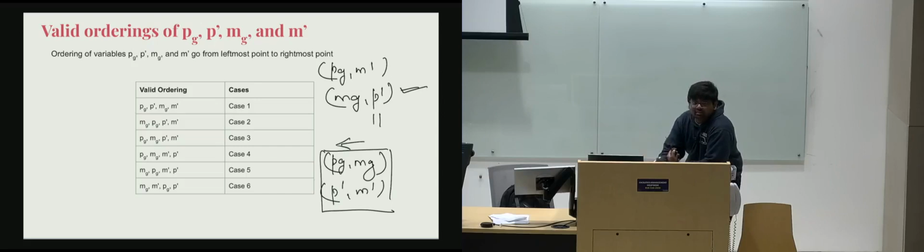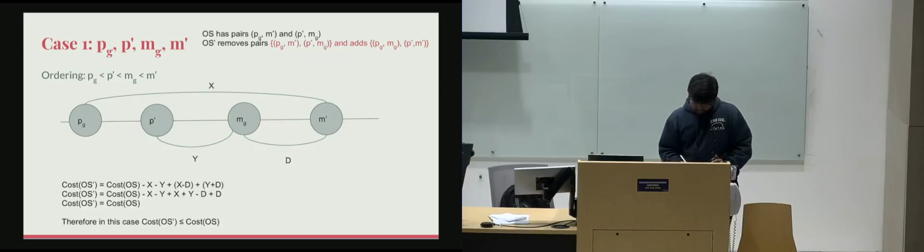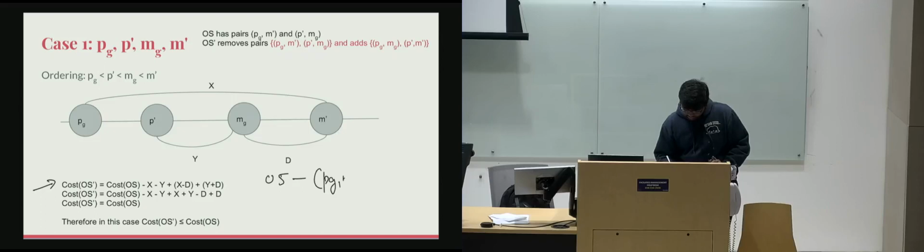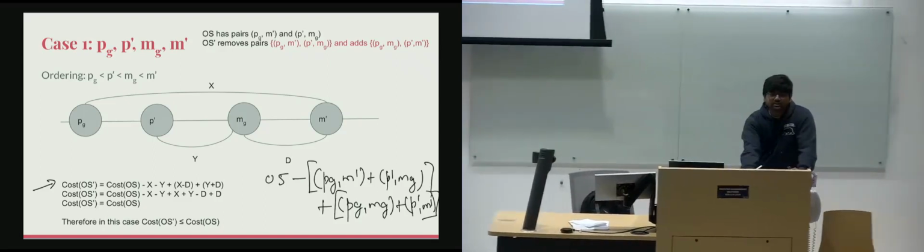So let's say we are actually making that swapping. So let's see this case 1. The new solution that we are having here, what we are going to do is, in OS, we are removing this pair of PG M prime plus P prime MG, and we are adding the one that we are getting from our greedy solution. Any doubts here? This is how we are forming our OS prime.